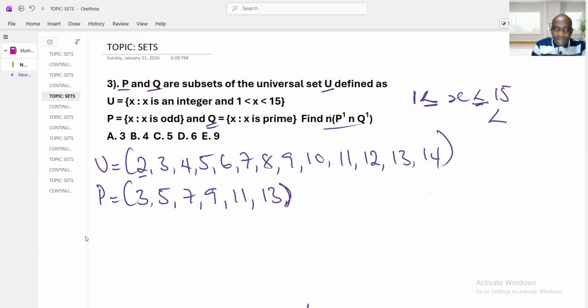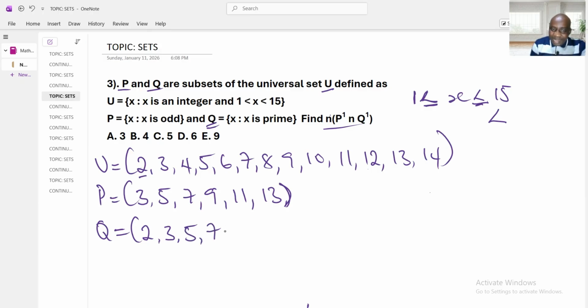The Q set is prime numbers. What is a prime number? A prime number is a number that can only be divided by itself and 1. Any other number cannot divide them except 1 and themselves. I'm going to start from 2. 2 can be divided by itself and 1. 3 can be divided by itself and 1. 5 can be divided by itself and 1.